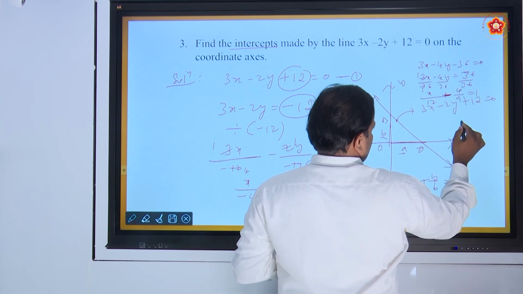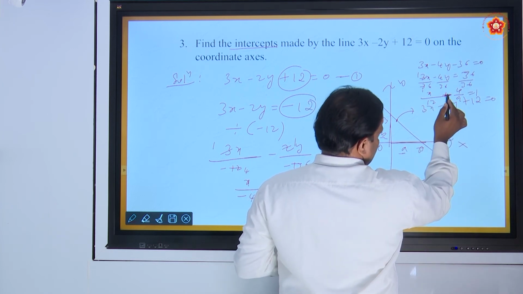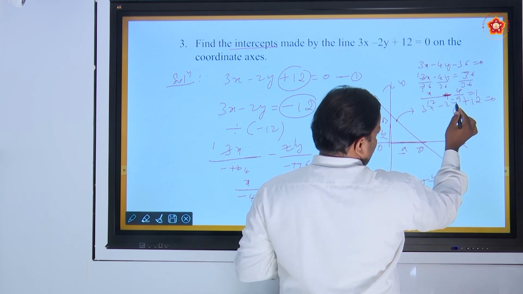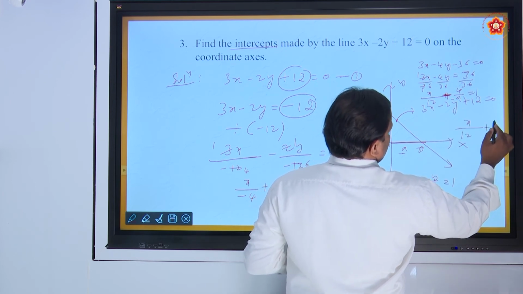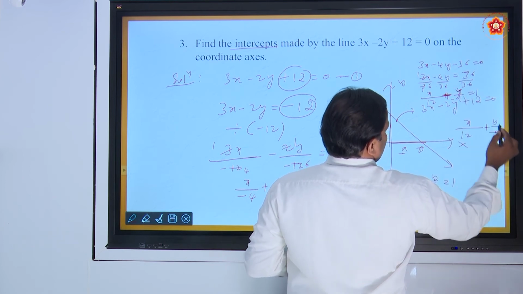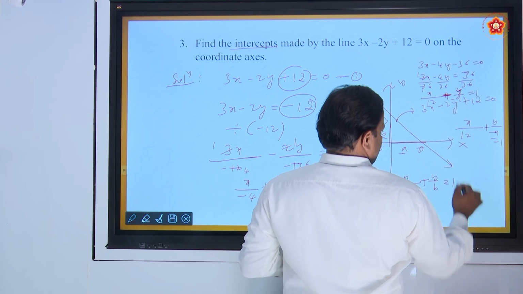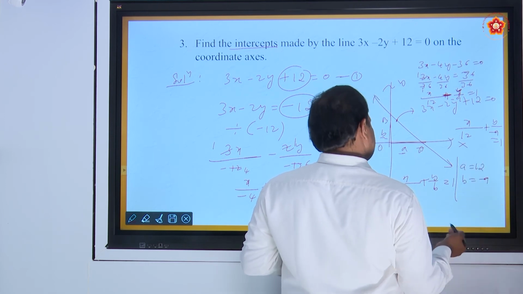Compare this with this one. Actually this is minus here. You take it here, and it becomes y by minus 9. So x by 12 plus y by minus 9 is equal to 1. Here the x intercept a is equal to 12, and b is equal to minus 9.